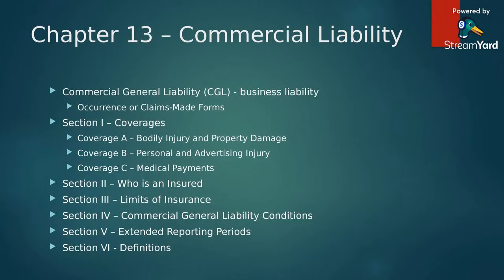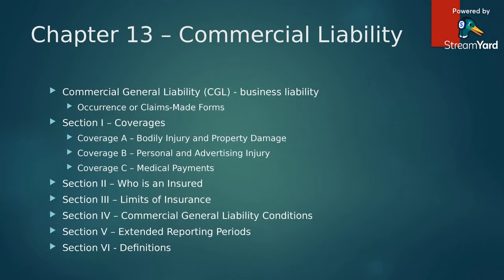Property casualty initial licensing. We're going back to chapter 13 here for commercial liability. Commercial liability is going to be, of course, for businesses needing to cover liability insurance to cover their exposure to liability losses to third parties that can result from their business operations and professions.